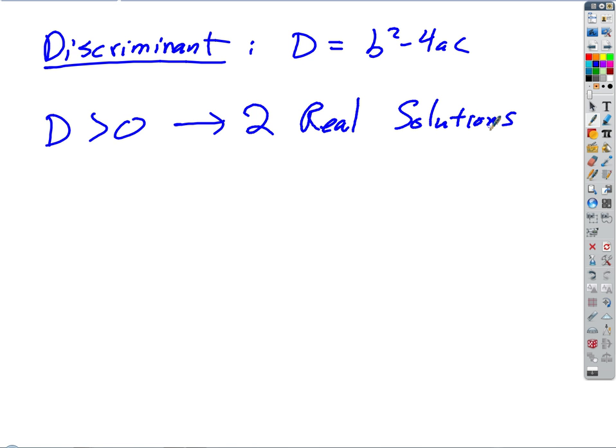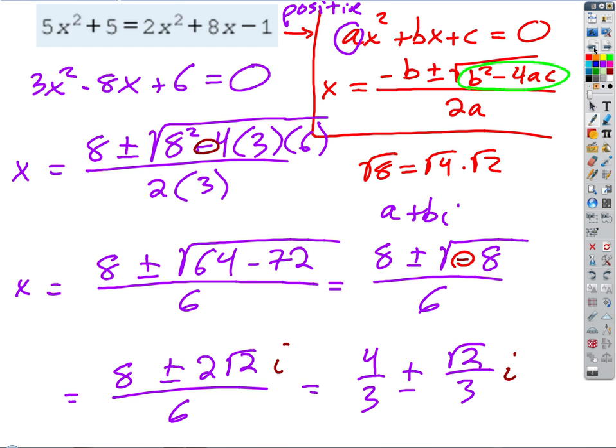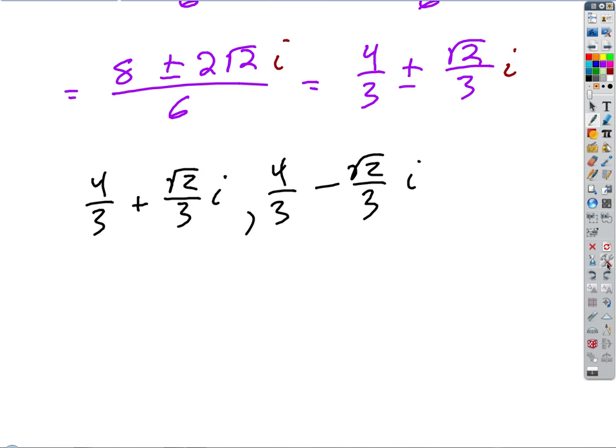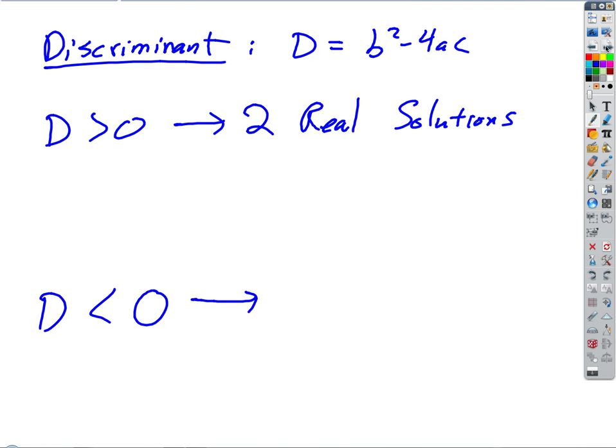What if, on the other hand, the discriminant is negative, meaning it's less than 0? What's going to happen there? I'm going to get 2 answers, but they're going to have i's in them. And that's exactly like the case that we just looked at, isn't it? I'm going to get 2 answers, each of them with an i. So that's going to be a case where I get 2 imaginary solutions, right?